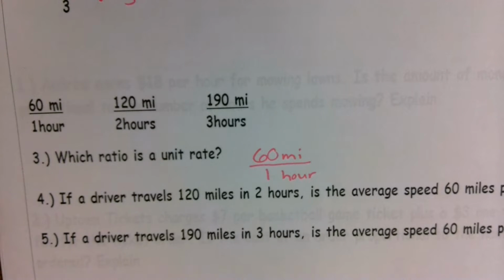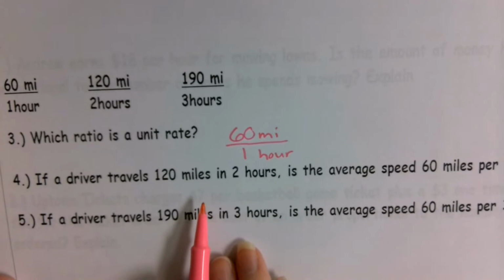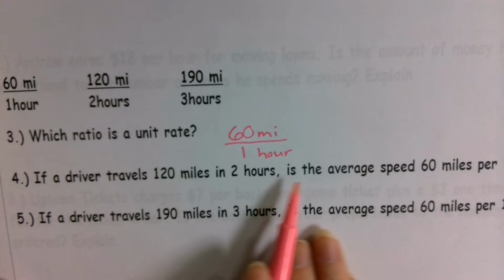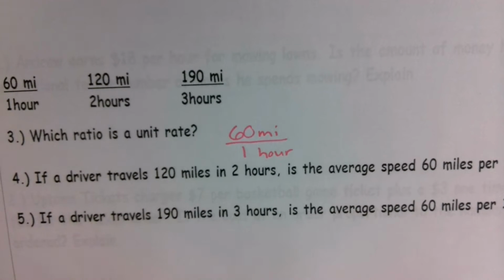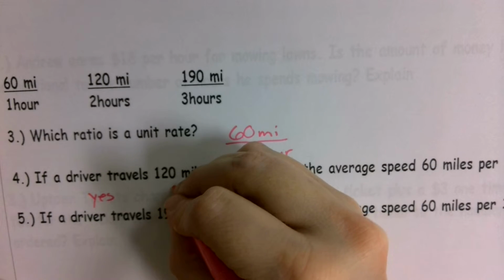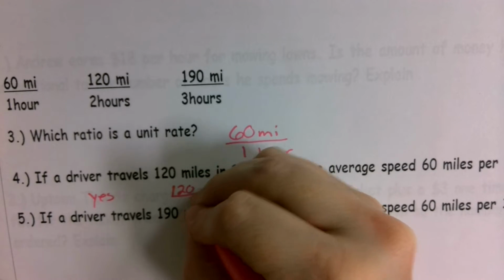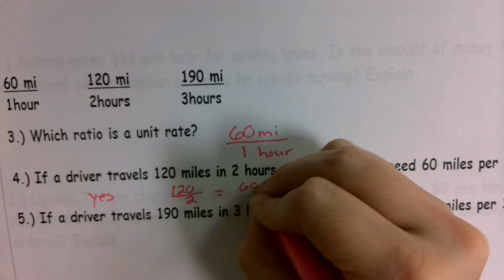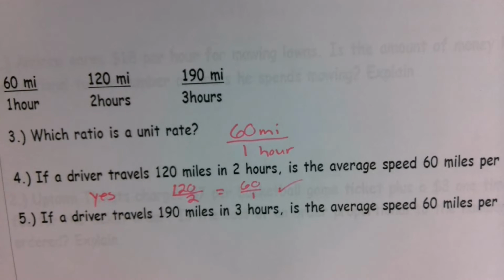Now, if a driver travels 120 miles in 2 hours, is his average speed going to be 60 miles per 1 hour? Yes or no? Yes. Jeremy? Yes, right? It is. If we go ahead and take 120 and we divide it by 2, that comes out to 60 over 1. So yes, it is going to be the same. It is an equivalent ratio there.